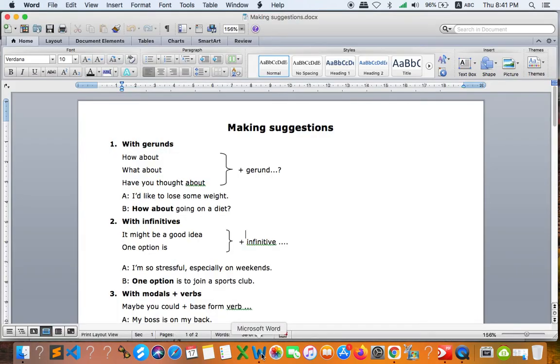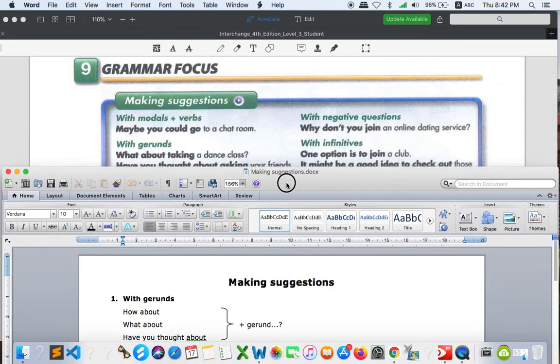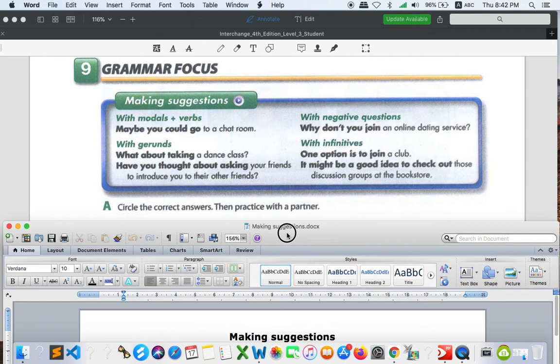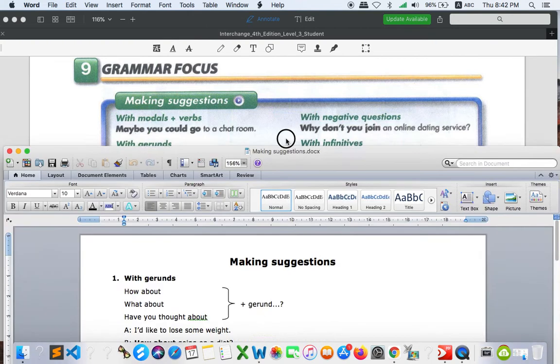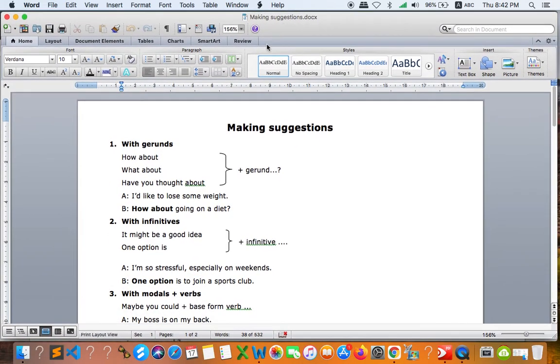Okay, so right here I begin with gerund. All right, so you can have how about, what about, have you thought about. Actually, if you take a look at our lesson, we have only what about and have you thought about. Okay, and how about is an extra one. Whether you want to have it or not is fine, because how about we also use with gerund. What about gerund, have you thought about gerund, and then question mark.